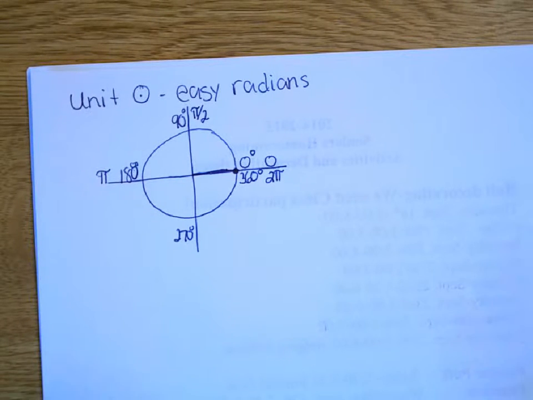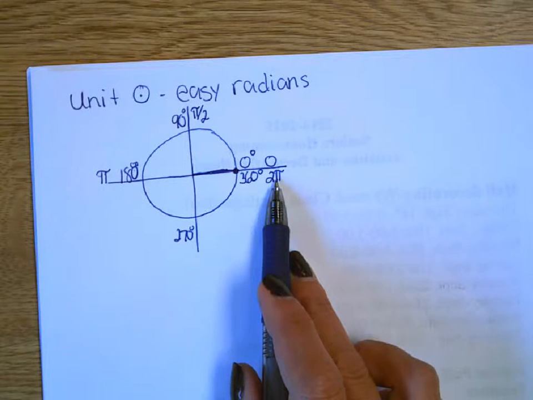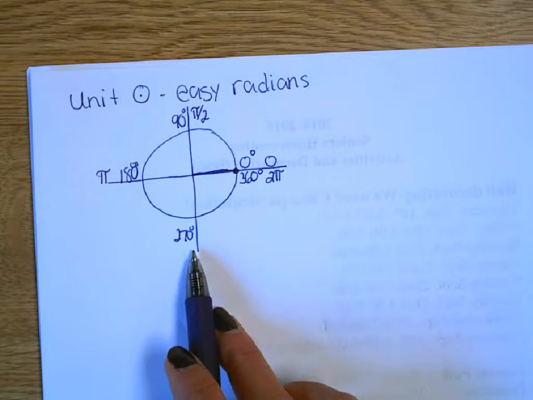Okay, think about where we're at. We're at 1 pi at 180 and 2 pi over here at 360. What's going to be at 270? 1.5, but they don't ever do decimals. What's 1.5 as an improper fraction?